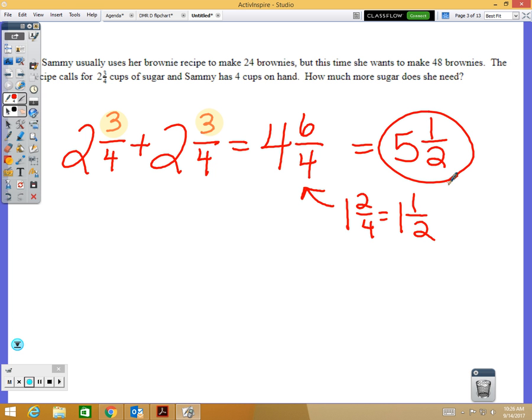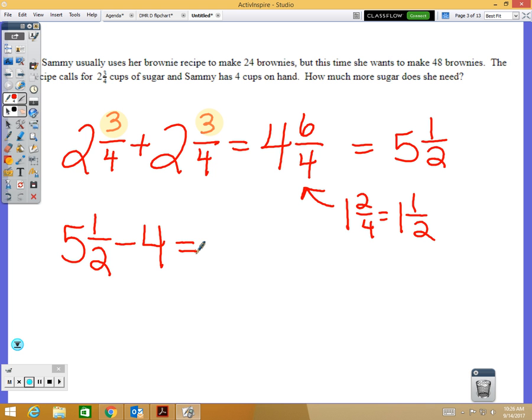It's not my answer. Because it wants to know how much more sugar she needs. It says that she has 4 cups on hand, meaning she has it in her cabinet or wherever. Alright? So if she needs 5 1/2 cups total for the recipes, and she has 4 cups already, that means she needs another 1 1/2 cups. And that is your final answer. All right, questions about this one?